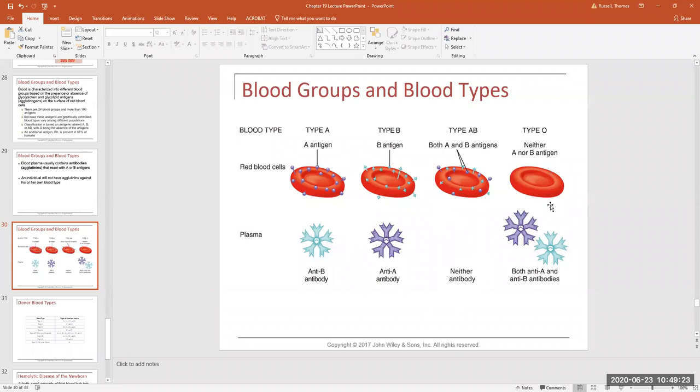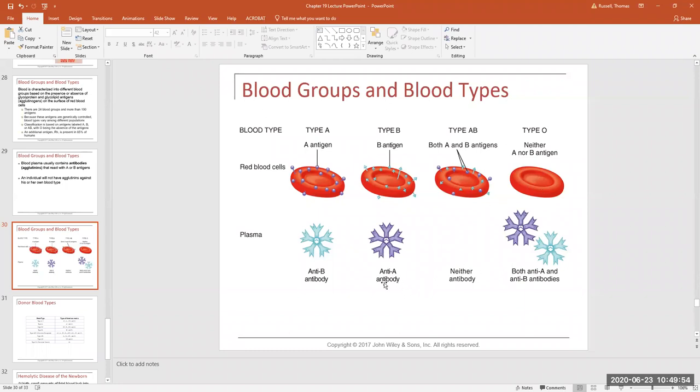Now, O people, since they don't have the A nor the B antigen, they have both of the antibodies. They have anti-A and they have anti-B antibodies. Since they have the anti-A and the anti-B antibody, you can't give an O person any one of these blood types. There is no O person on the planet that can receive A or B or AB. So O people can only receive O, right?